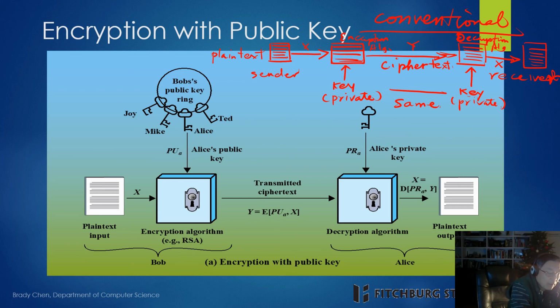So here's the scenario. For the sender, in this particular case we call it Bob, and the receiver we call Alice. When Bob wants to send a message to Alice, the first thing we need to do is make sure that both Bob and Alice create their own pair of keys. So Bob needs to create a pair of keys.